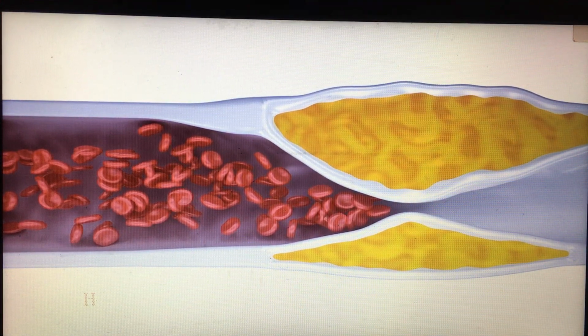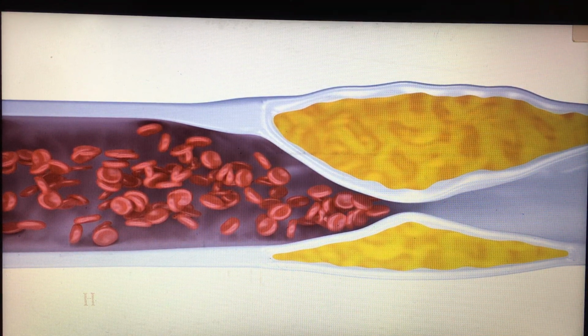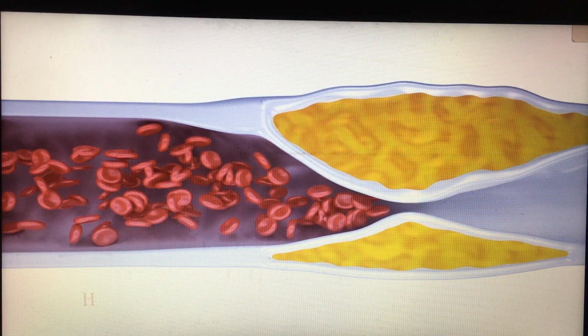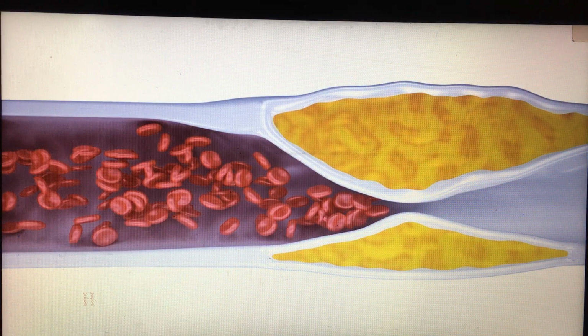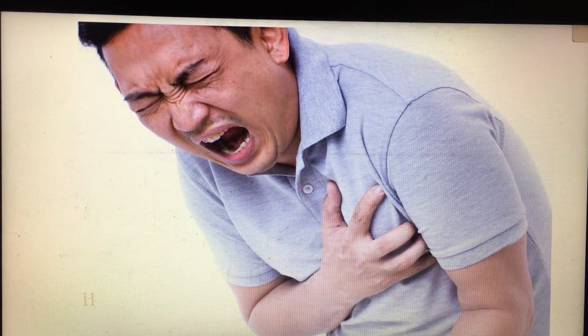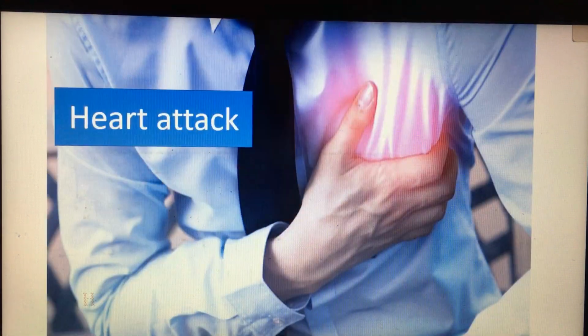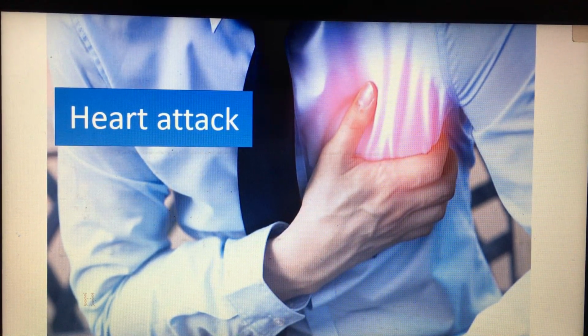So when the arteries and veins are blocked with fat, that will prevent the blood from passing to the body, so the blood cannot flow. And when the blood stops flowing, we have a heart attack. So if you look at this person, he has a heart attack. And also this one has a heart attack.